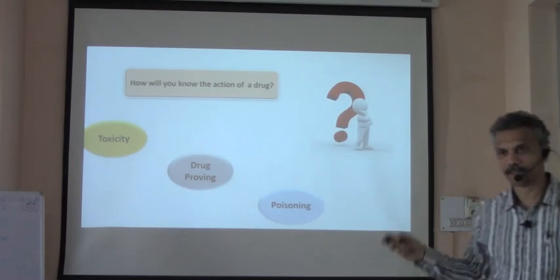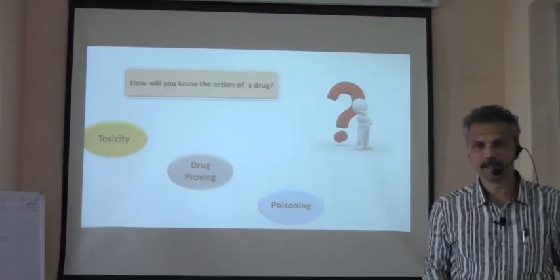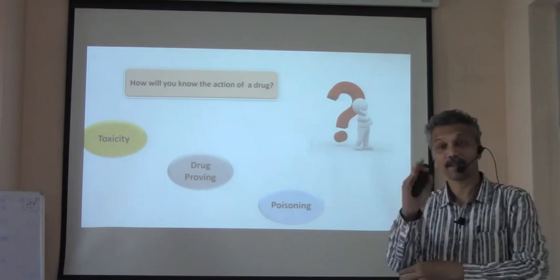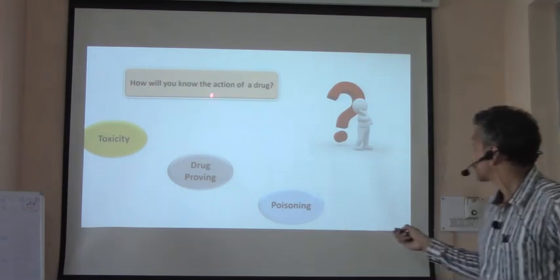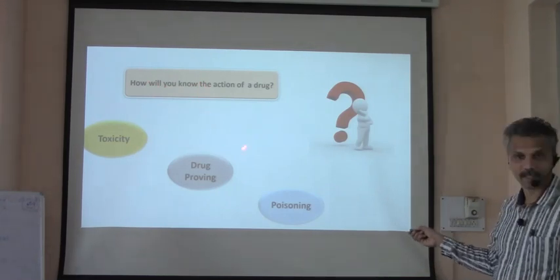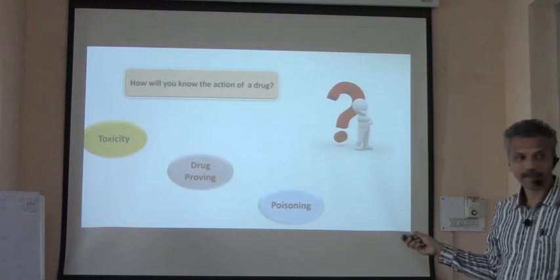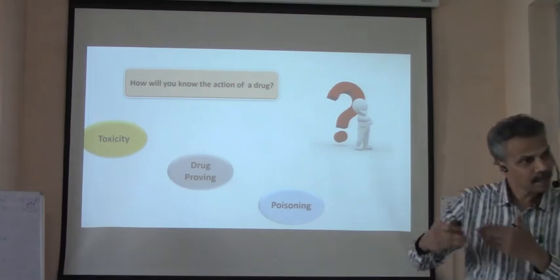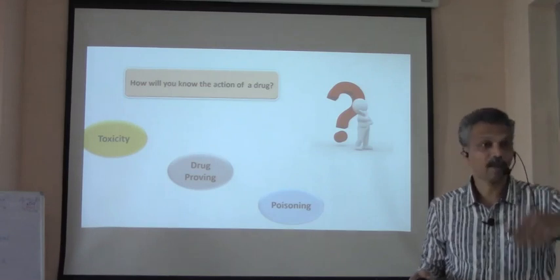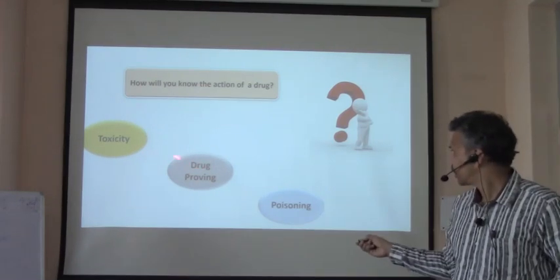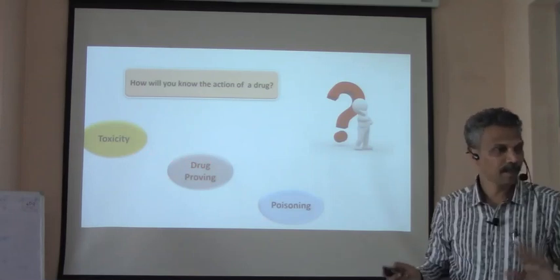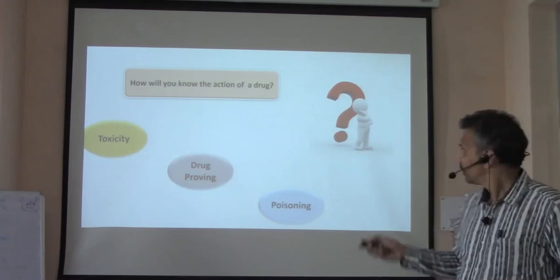These are three very important things. Anything else as a PG scholar you would like to contribute? I know, drug proving, empirical, we are not talking of sources. We are talking of this particular heading. How will you know the action of a drug? Okay? Clinically. Yeah, clinically it will come a little later. Okay? On a primary level, how will you know? Primarily drug proving, and before drug proving came in, toxicity and of course poisoning. Very important. Okay?